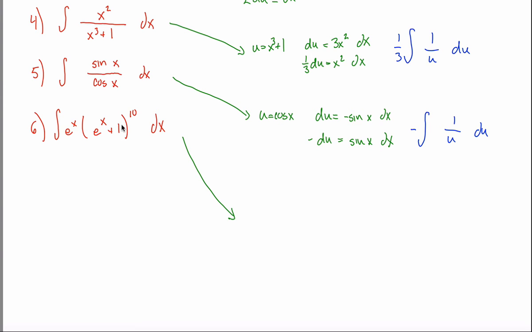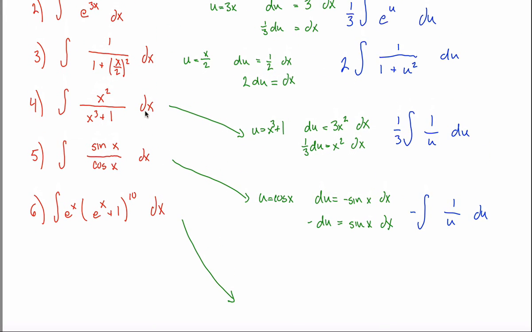What you instead want to do is, because the derivative of e to the x is just e to the x, having e to the x show up twice here will be really useful. And you're like, wait, so I'm just going to make my u e to the x and then my du will also be e to the x? Not quite. You don't want your u to be equal to e to the x, because then you'll have u plus 1 to the 10th power, and that's problematic.